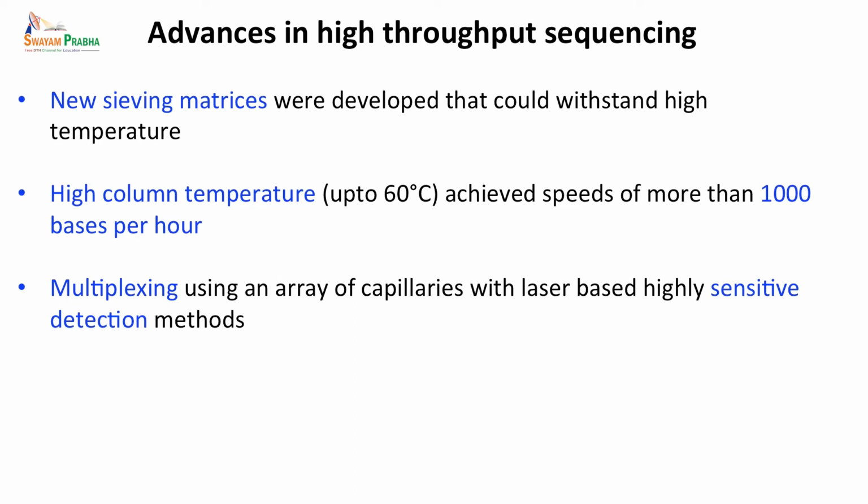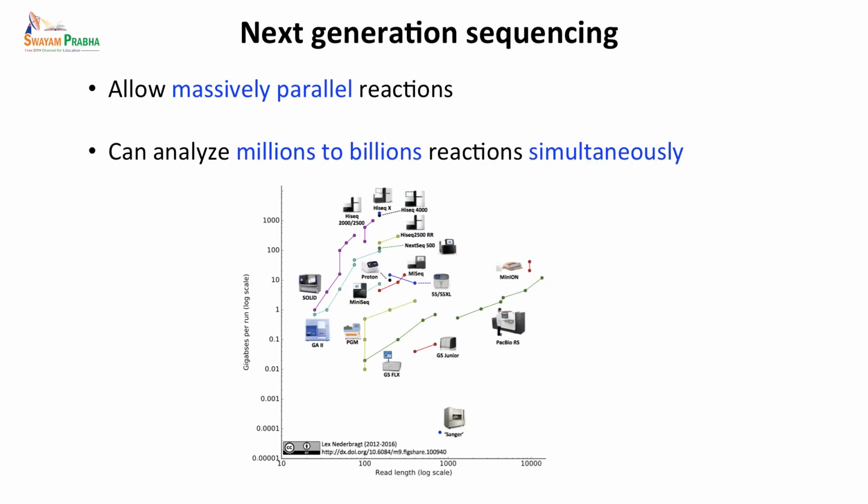So instead of running one capillary gel at a time, now an array of these capillary gels could be run simultaneously with very sensitive laser-based detection methods, so that many reactions could be simultaneously sequenced. So this was a sort of precursor to the next generation sequencing. This was high throughput because you could do multiplexing of these capillary sequencing methods, followed by development of the next generation sequencing. With next generation sequencing, massively parallel reactions could be sequenced. So how massive? You could now do millions to billions of reactions simultaneously, and sequence them.